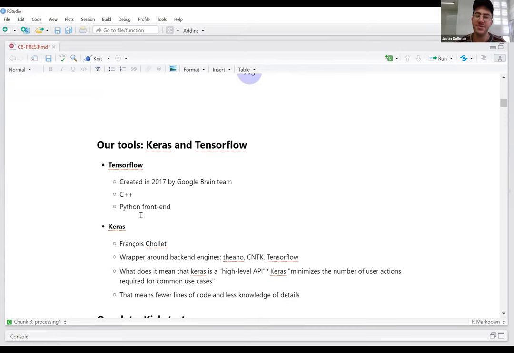And to make it even nicer, this French fella here, I assume he's French, he could be Belgian, he could be Quebecois, or he could just be an imposter completely, I don't know. But anyway, he created what's called a high-level API for various deep learning frameworks. Here are two that I have never seen people use, they all know CNTK, but the most prominent one is TensorFlow. And what does it mean to have a high-level API? It means to minimize the number of user actions required for common use cases.